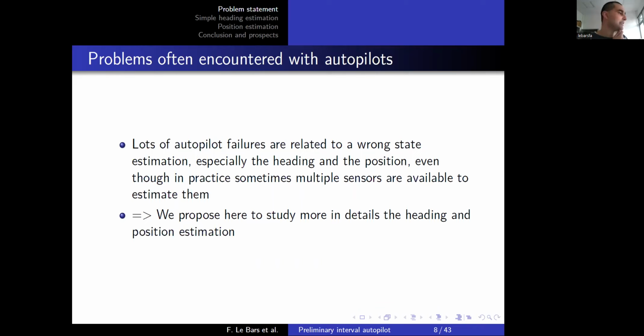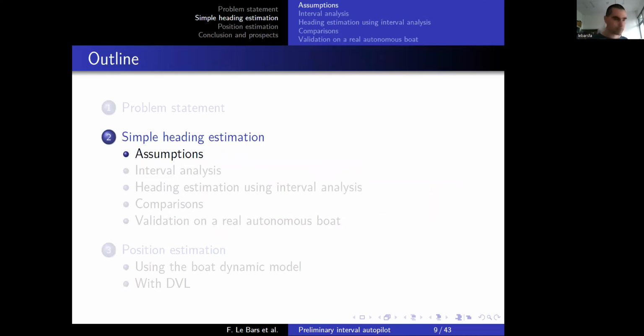So that's why I would like here to study in more detail some variable estimation problems, especially related to the heading and position estimation, because often these variables are very important for the control of the drones, and they still often have a lot of estimation problems. So let's first start with a simple heading estimation problem.